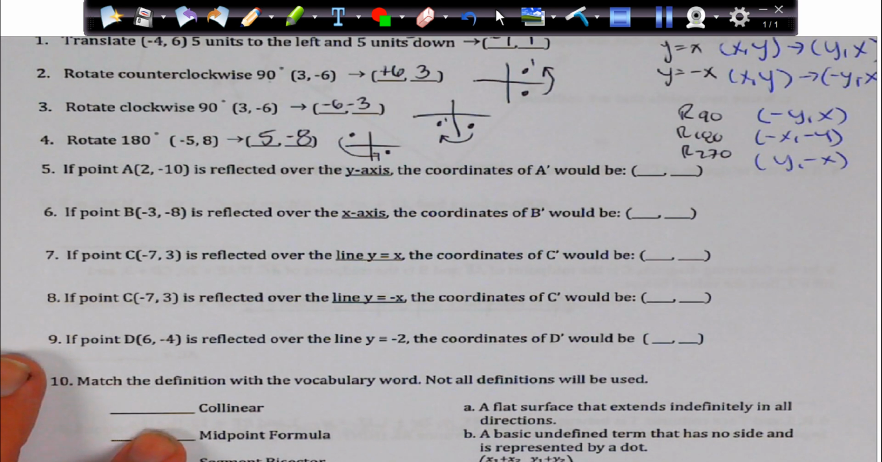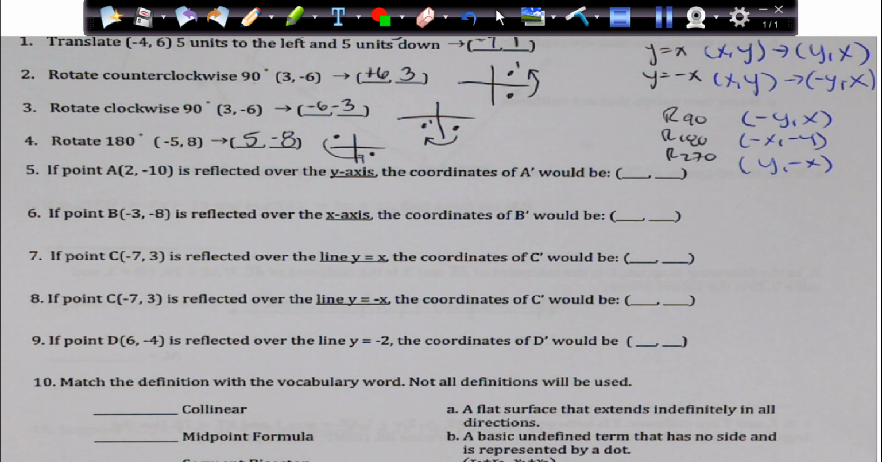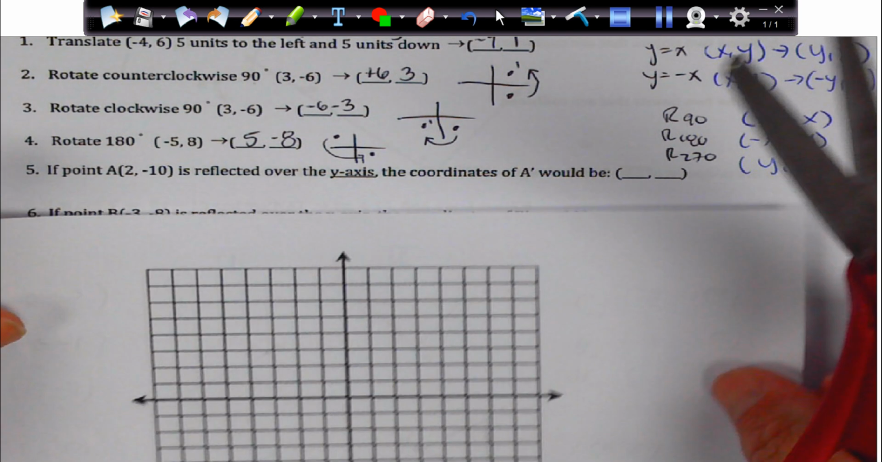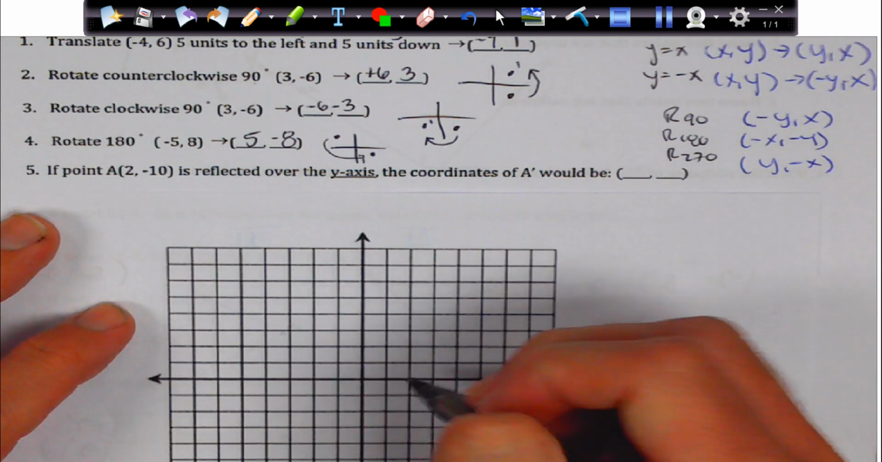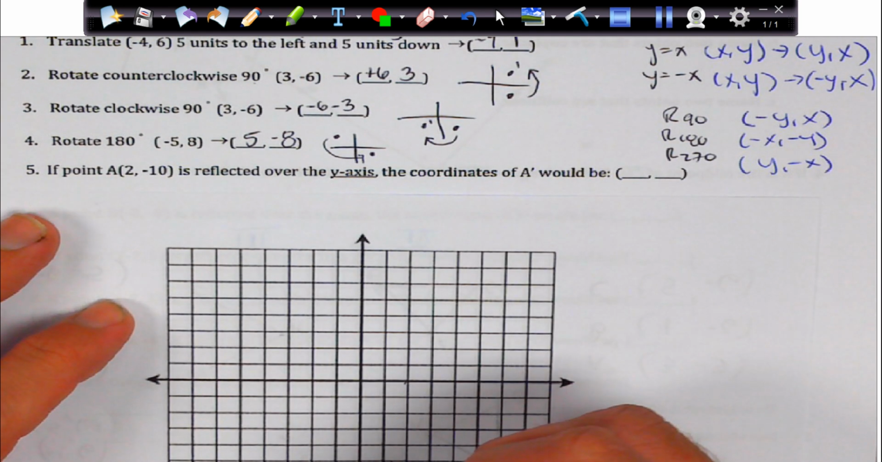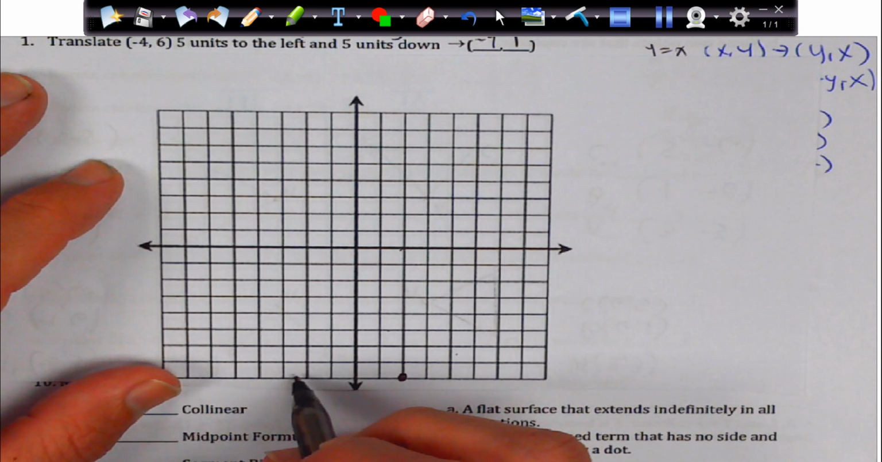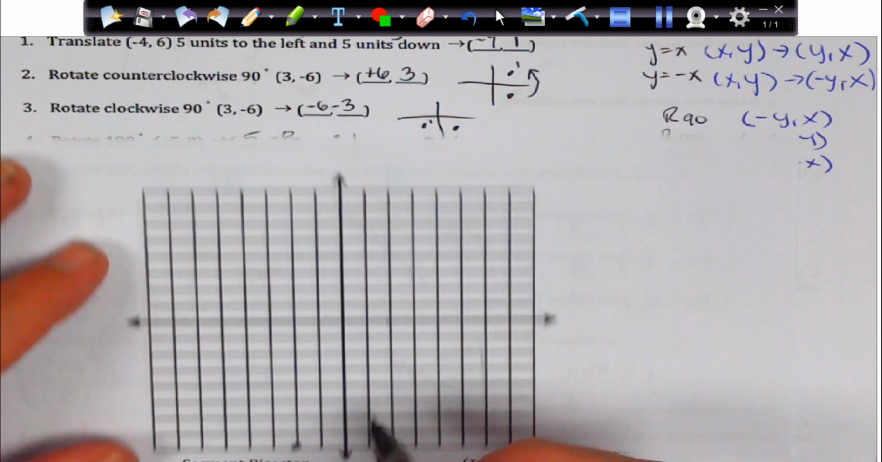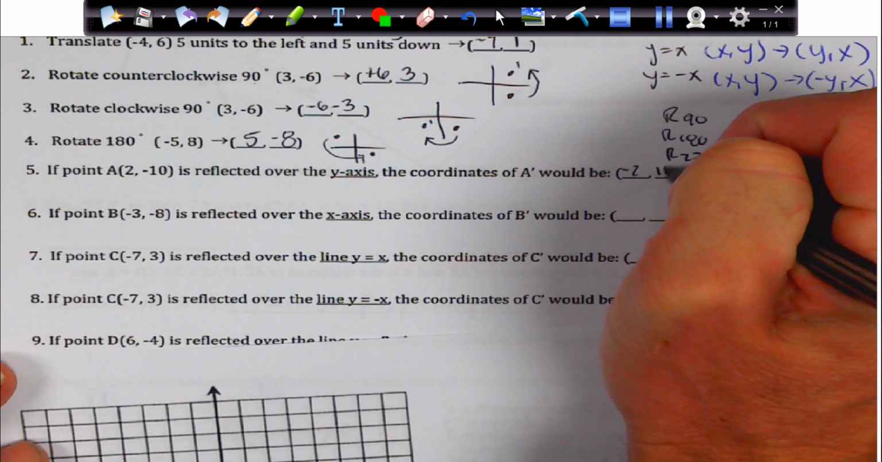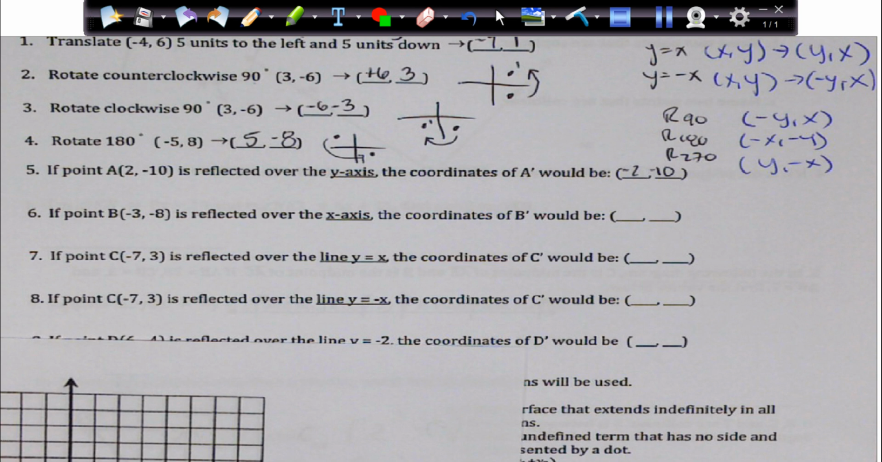Reflect over the y-axis. So again, if you don't know the rule for reflecting over the y-axis, we can go ahead and just utilize a graph to help us on this. So I'm going to go ahead and pull up a graph real quick just to see where this would end up and make it a little bit easier. So I just have a graph right here. We have 2, and then negative 10, which is way down here. Reflecting over the y-axis, so I should go 2 this way, 2 this way, and then 2 more over. So it's negative 2 comma negative 10 right there. And again, if you memorize the rule that the x just becomes negative, then you're probably pretty good.